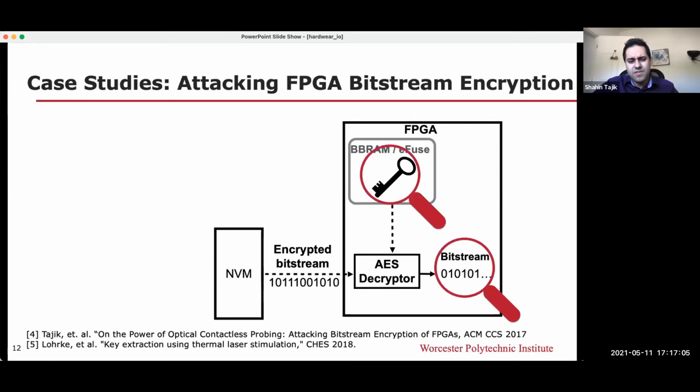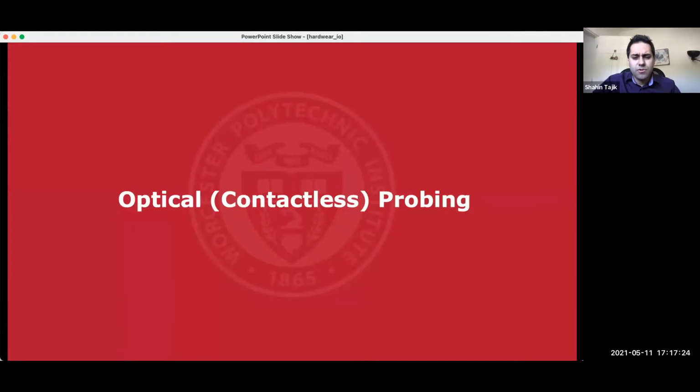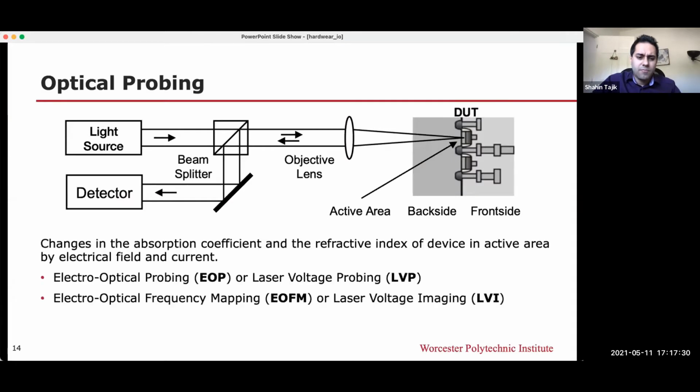Now we would like to see, is it possible in a real scenario to either localize where the plaintext bitstream comes out, which contains IP information and other assets, or localize the key inside the battery-backed BBRAM, for example. For that, I'm going to introduce more advanced techniques. I mentioned optical probing in the second slide. I talk about it here a little bit more.